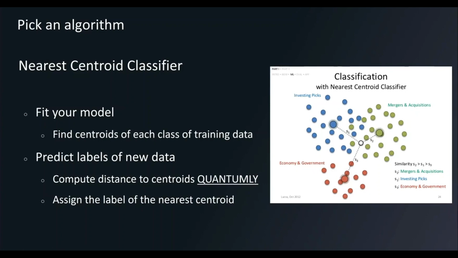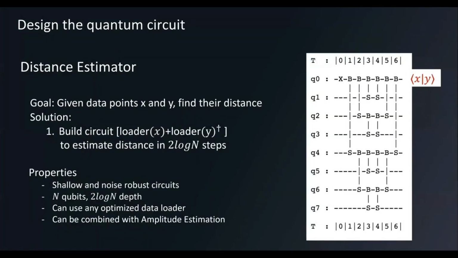Then, when you have to predict the label of a new data point, you can simply calculate the distance to each centroid and then assign the class for which the distance is the shortest. In this case, we will compute the distance on the quantum computer and thus make this into a quantum nearest centroid algorithm. So to compute the distances between 2 points on a quantum computer, we designed a distance estimator circuit.